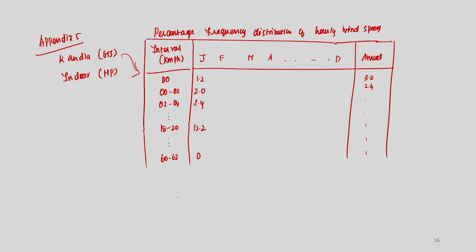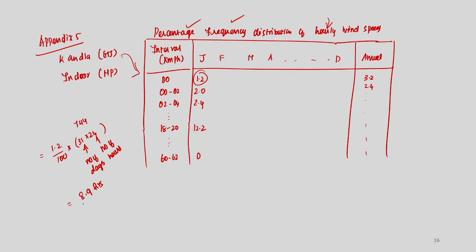So, here if you want to calculate, for example, what is this? This is a percentage frequency distribution. If you want to calculate how many hours you are getting, for example in January it is 1.2 percentage. So, 1.2 upon 100 into number of days, right. Remember, it is number of days into hours, hourly wind speed. So, 31 days into 24 hours, this is number of days, this is number of hours. So, it is coming as 744. So, what you would get is around 8.9 hours.